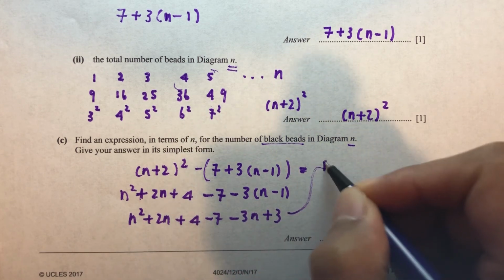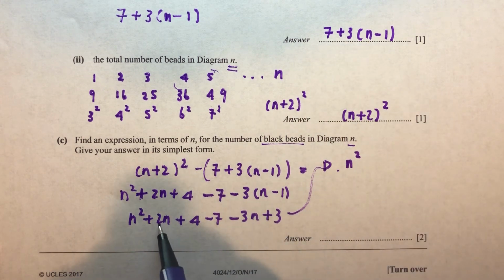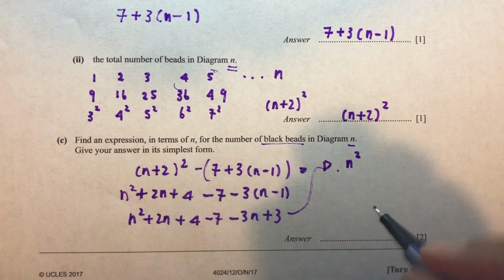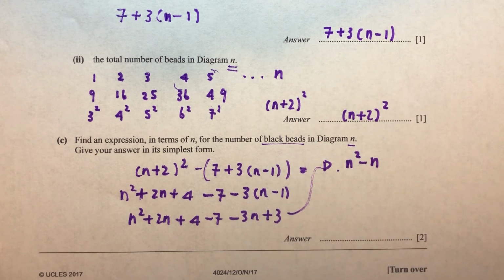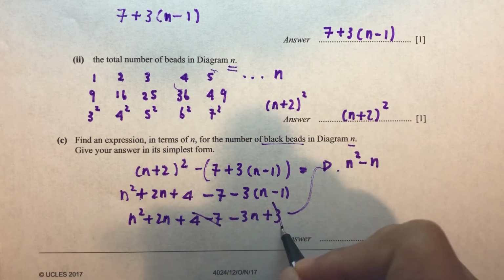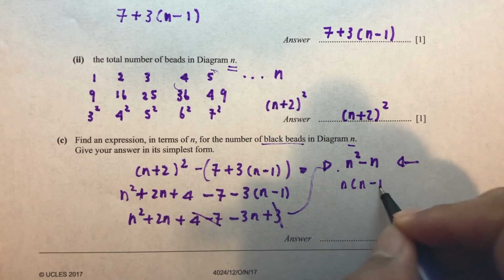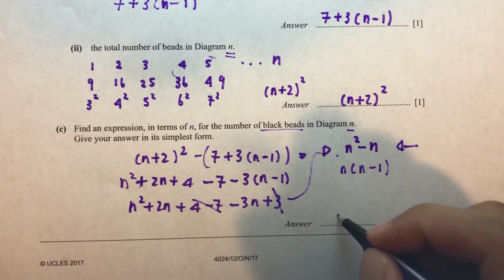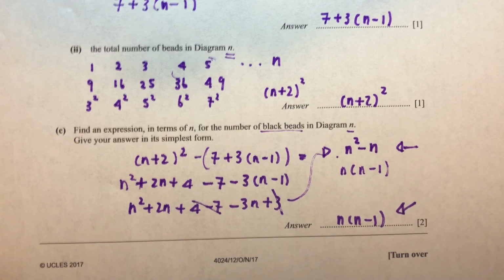Bring this up, so we have n squared. So now for nth term, we have 2n minus 3n will be minus n. And then we have 4 minus 7 plus 3 will be 0. So that will be cut off. So that's the answer. Factorize, we have n times n minus 1. That is our answer in the simplest form for the number of black beads in diagram n.